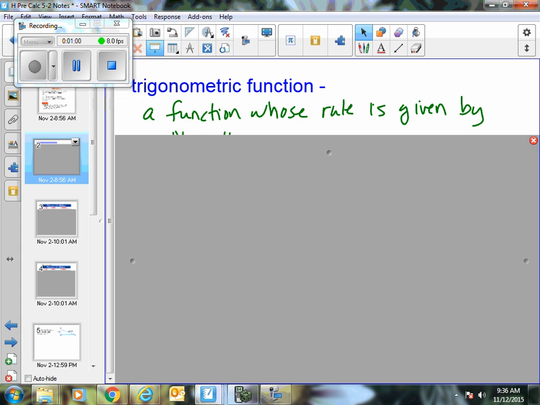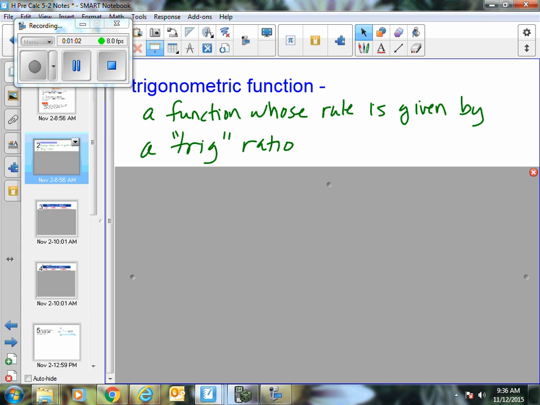All it really means, though, is it's a function whose rule, the equation, is given by a trig ratio. So in the equation, there has to be a trig ratio, and we'll talk about what those trig ratios are. So just like a radical equation has to have a radical in it, a trig or trigonometric function has to have a trig ratio in it. So anything that has that in it is considered a trigonometric function.